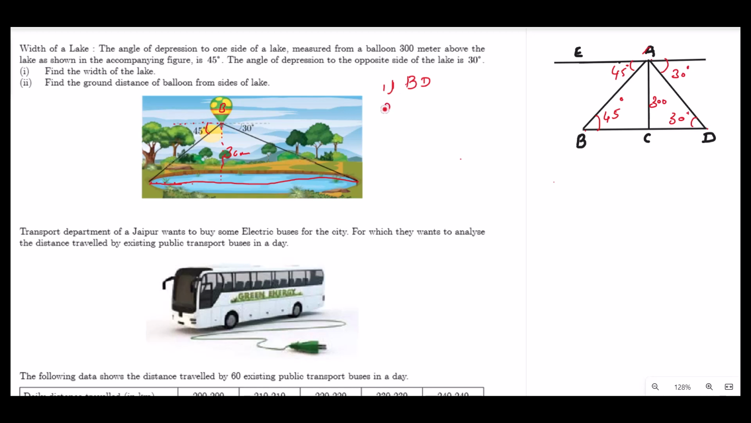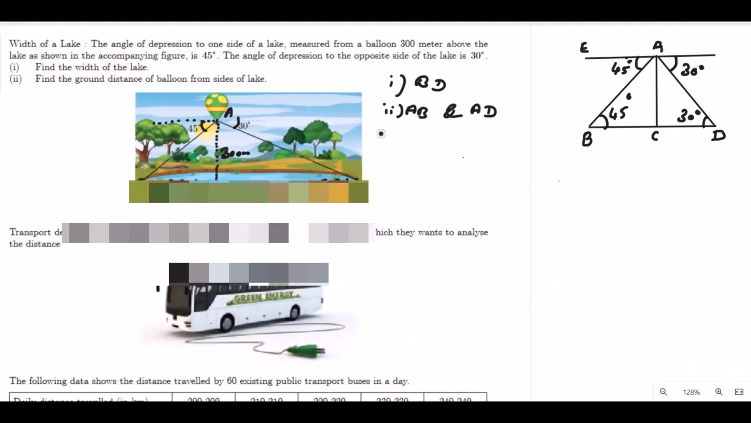Then what is the second question? Find the ground distance of the balloon from the side of the lake. The balloon is located at A, right? A to B, one side of the lake is B. So we have to find out AB and AD, taking D as the other side. AB and AD we also have to find out, right? So first we'll find out BD. That is the solution for the first one.